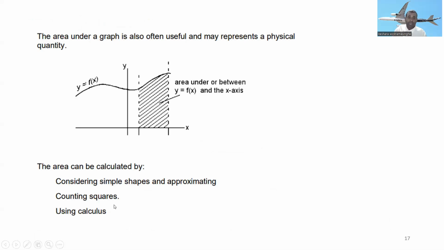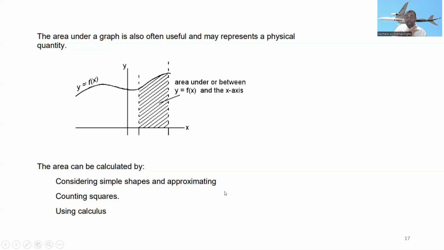So now the area under the graph is also often used and may represent a physical quantity. When we talk about the area, it is also useful, right? You can see the graph area under or between y equals f(x) and the x-axis. This kind of thing we will talk about later. The area can be calculated by considering simple shapes and approximating.